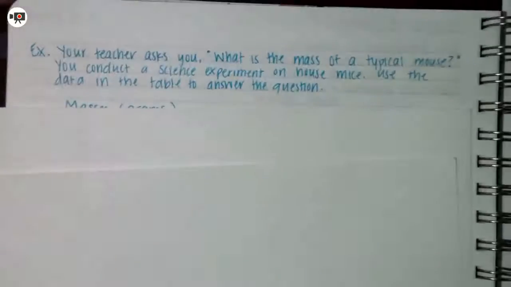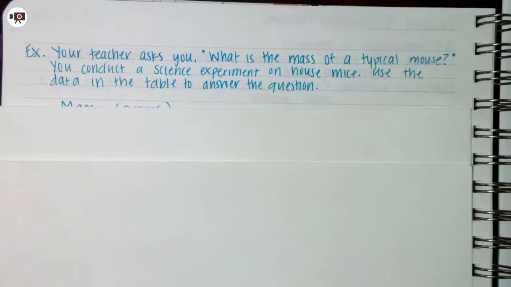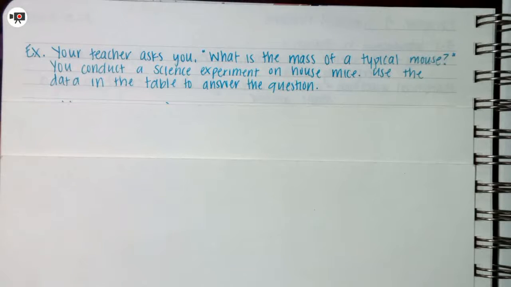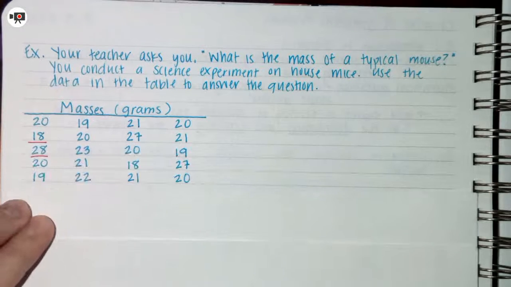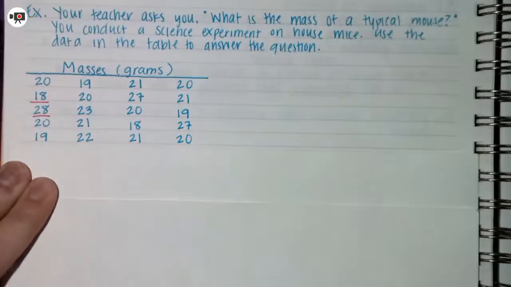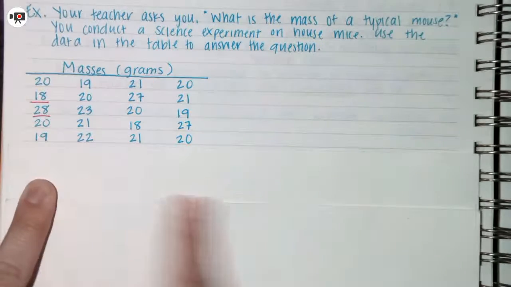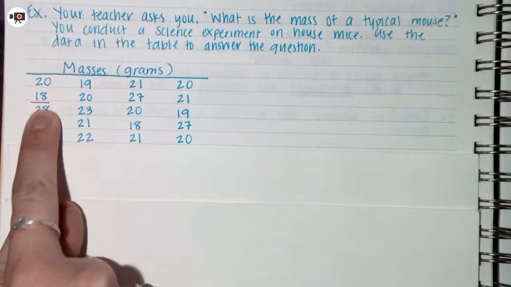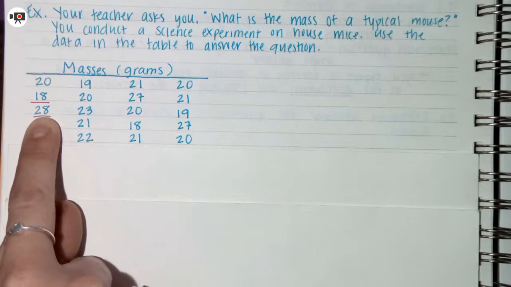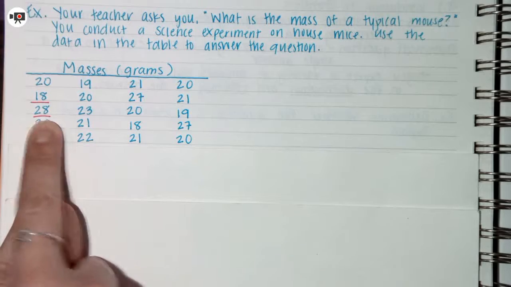Here's another question for you. It says, your teacher asks you, what is the mass of a typical mouse? You conduct a science experiment on house mice, and you use the data in the table to answer the question. So, we have all this data here, and I'm going to make a dot plot with it. When you make your dot plot, make sure your number line goes from the smallest value, which here is 18, up through the largest value, which in this case is 28.